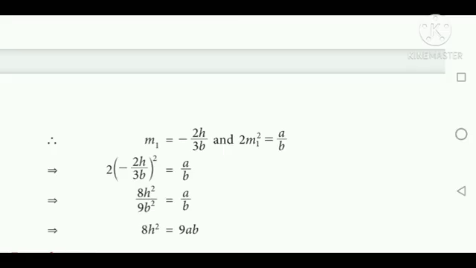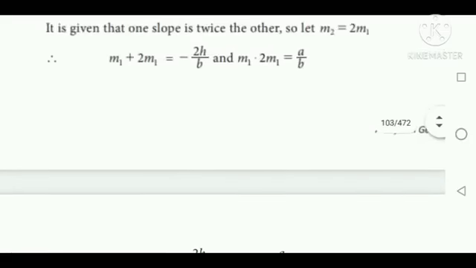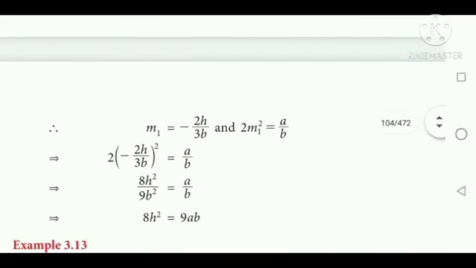Likewise, m1 into m1 equal to 2m1 square, we are getting a by b. That is m1 into 2m1 equal to 2m1 square equal to a by b. Now I am substituting m1 equal to minus 2h by 3b in 2 times m1 square equal to a by b. That is 2 into, instead of m1 square, I am writing minus 2h by 3b whole square. After squaring it, if you multiply by 2, we are getting 8h square by b square.